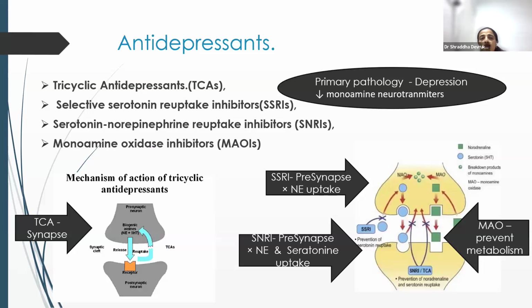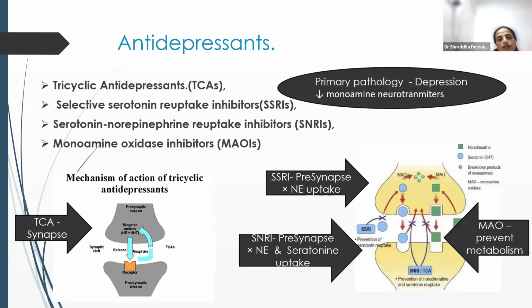So let's talk about antidepressant agents first, because that is the commonest problem in India today. Many people have depression and are dealing with it every day. What is the primary pathology in depression? Generally the monoamines which are required are reduced in the brain, so we try to enhance them by giving these drugs.